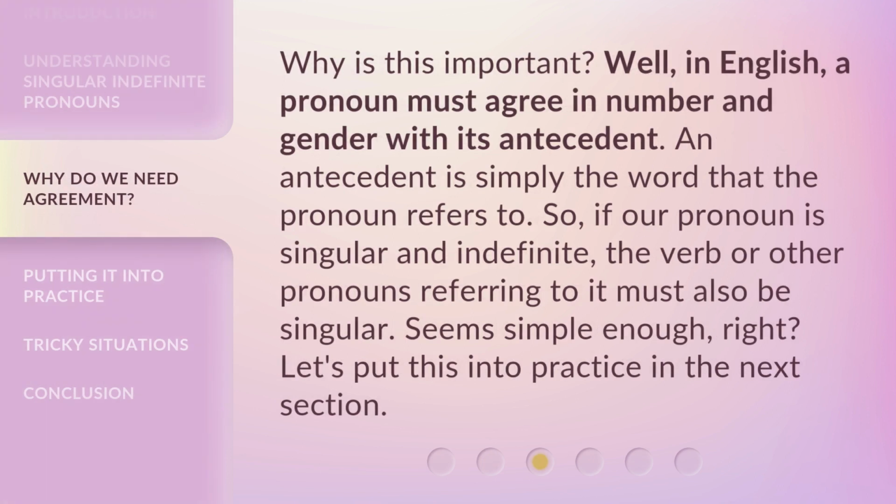Why is this important? Well, in English, a pronoun must agree in number and gender with its antecedent. An antecedent is simply the word that the pronoun refers to. So, if our pronoun is singular and indefinite, the verb or other pronouns referring to it must also be singular. Seems simple enough, right? Let's put this into practice in the next section.